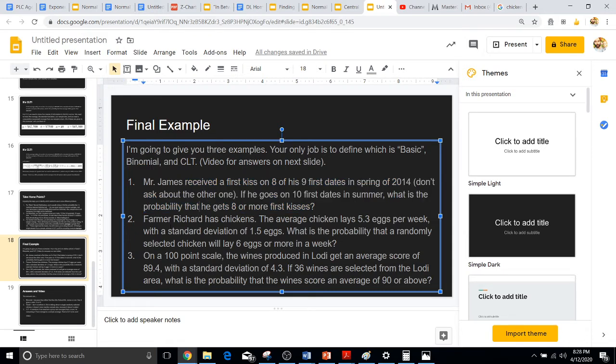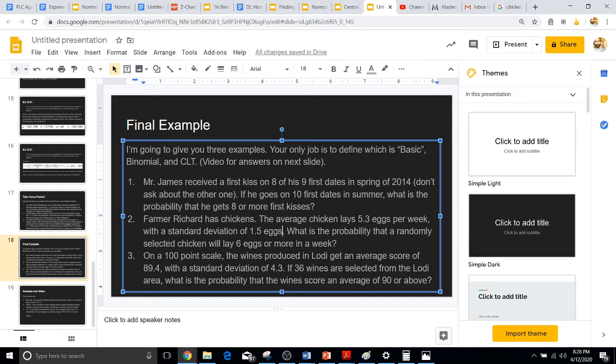All right, if we look at number 2, it says Farmer Richard has chickens. Good for you, Farmer Richard. The average chicken lays 5.3 eggs per week with a standard deviation of 1.5 eggs. What is the probability that a randomly selected chicken will lay 6 eggs or more in a week? Well, let's try not to overthink this one. First off, you should probably notice they never mention through all of this that there's a sample size being taken. If they don't mention a sample size, you're probably dealing with basic because sample size isn't important for basic.